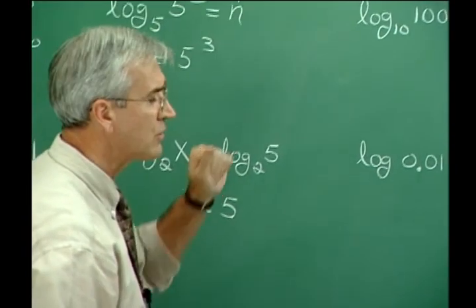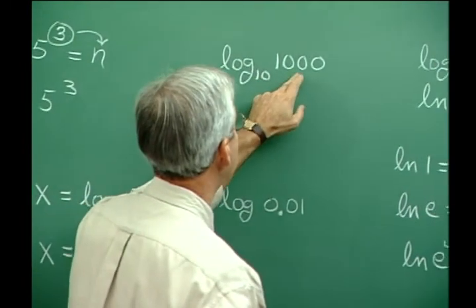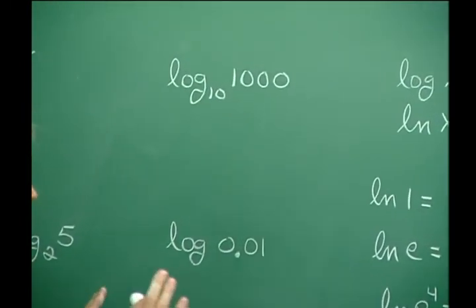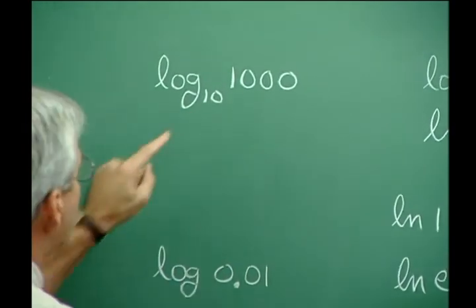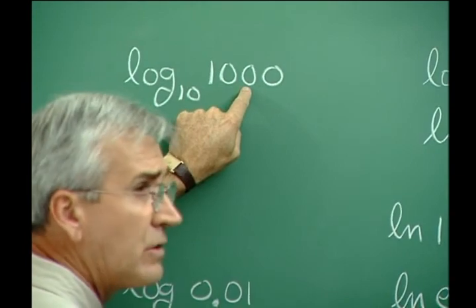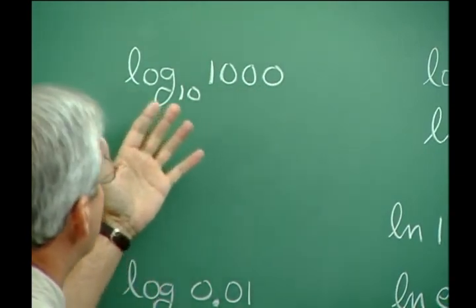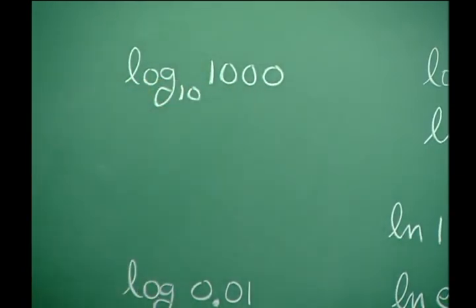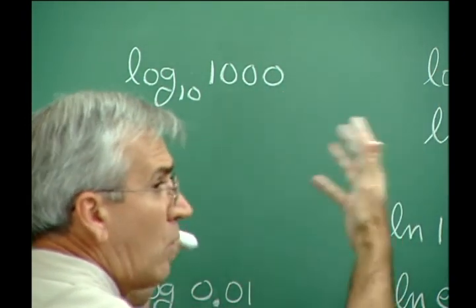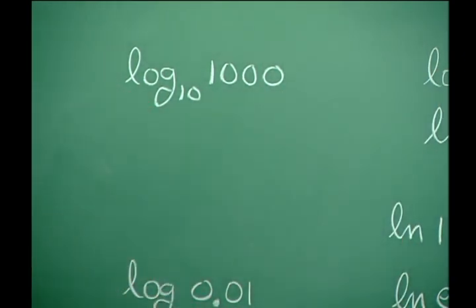Okay, consider this one. Log base 10 of 1,000. Our interpretation in terms of exponent would be, what is the exponent we need to apply to 10 in order to get 1,000? Well, it would be 10 cubed. So this is equal to 3. We can make that determination by setting it equal to n and going through that little algebraic process, but I think it's easy enough to see through.